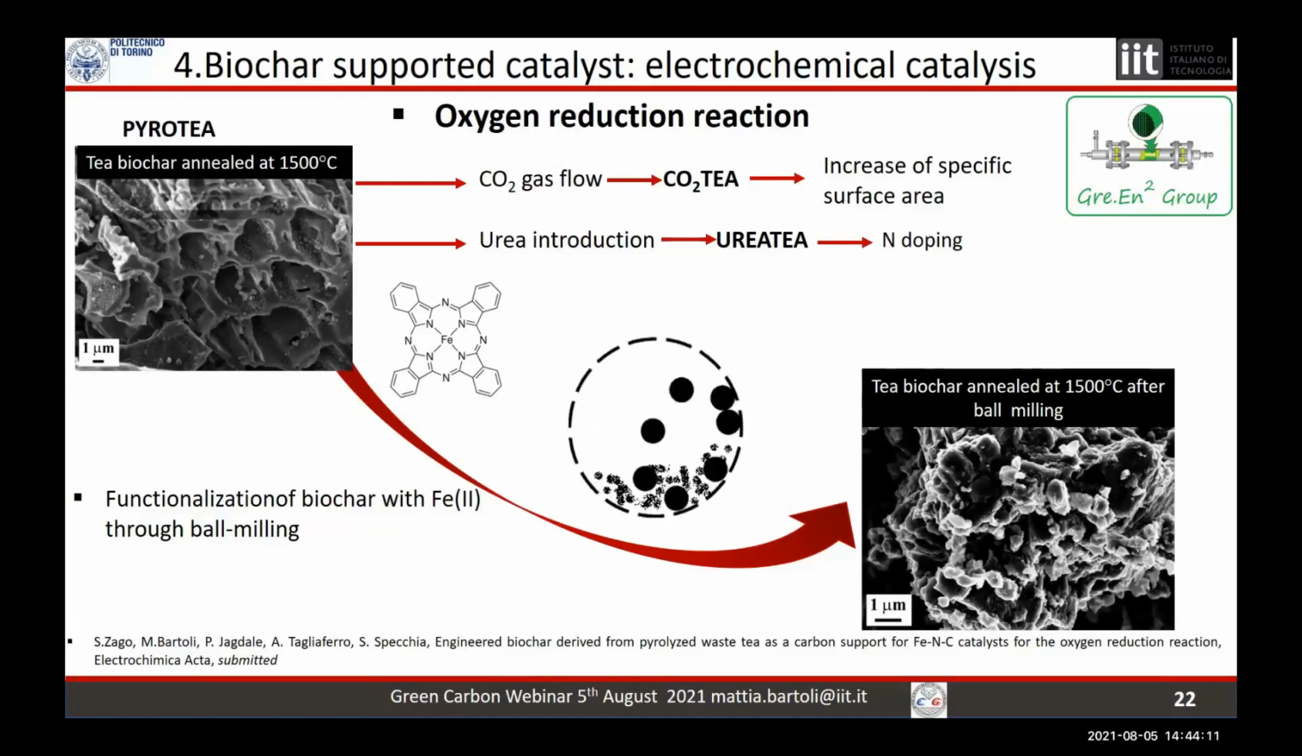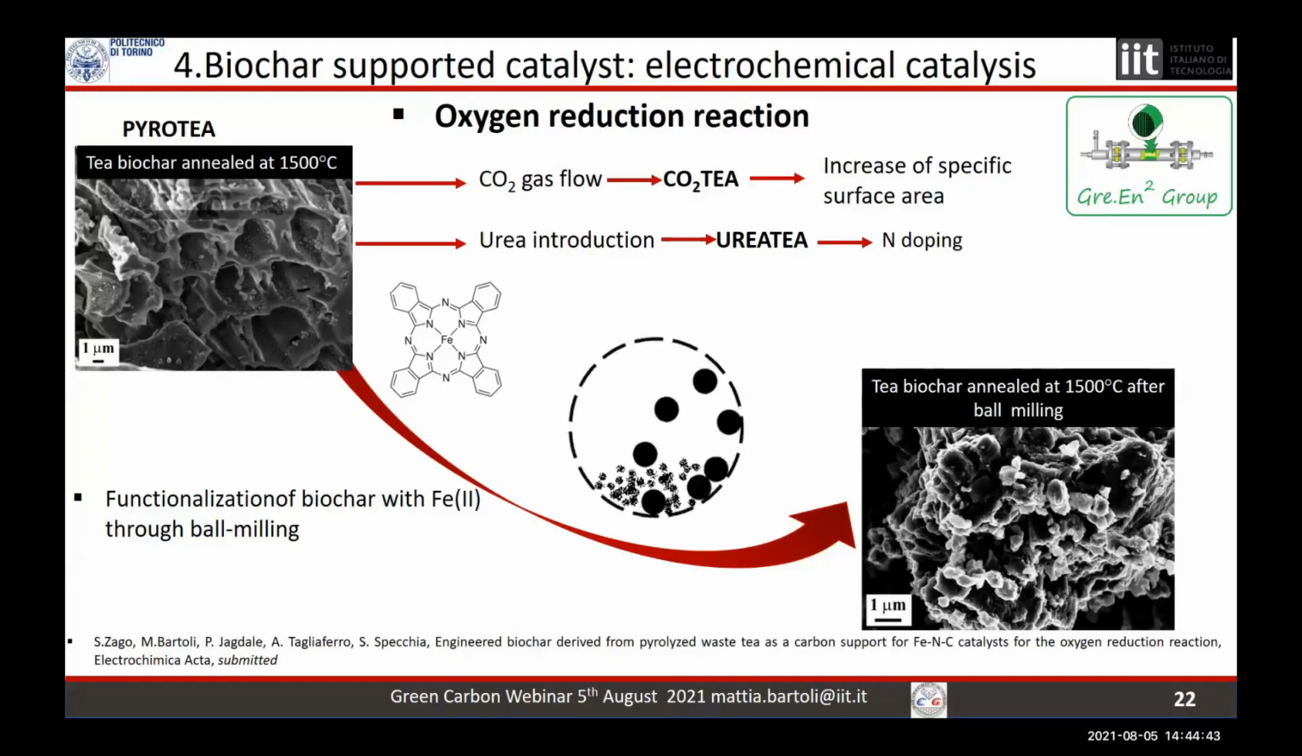So in this case, we need not only a high surface area biochar, but also a very conductive one. So we perform an annealing process at 1500 degrees. And after that, we functionalize it with iron, with an iron compound, the phthalocyanine that you can see here, through an interesting innovative approach using ball milling. So we use mechanochemistry for the production of the catalyst.